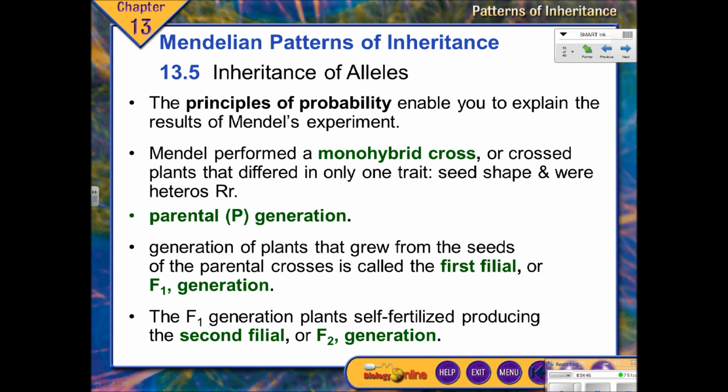I think that's kind of it. The other one will have more options. I'll show you that in a minute. So we're going to cross basically a big B little b with a big B little b. That's a monohybrid cross.